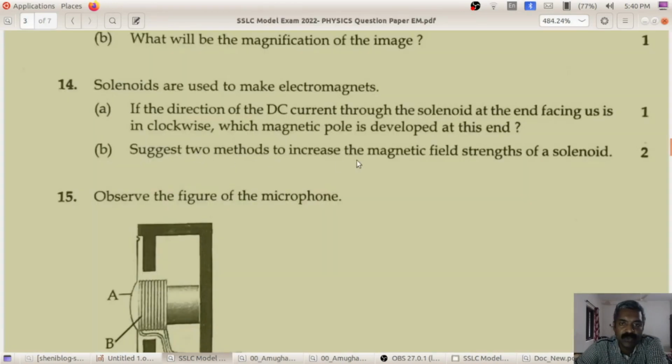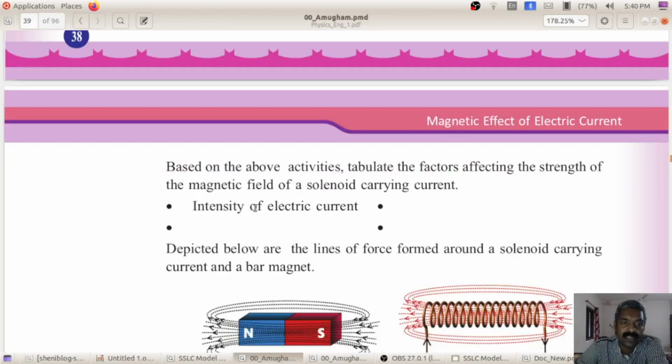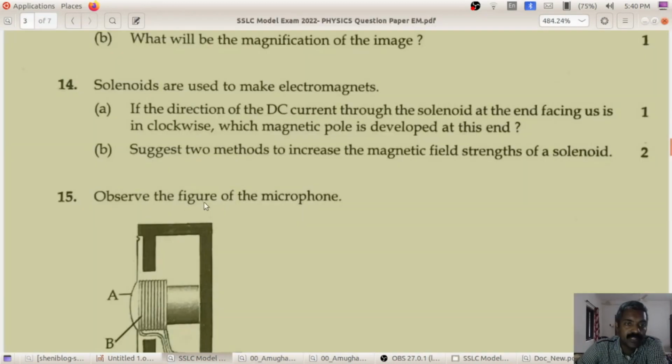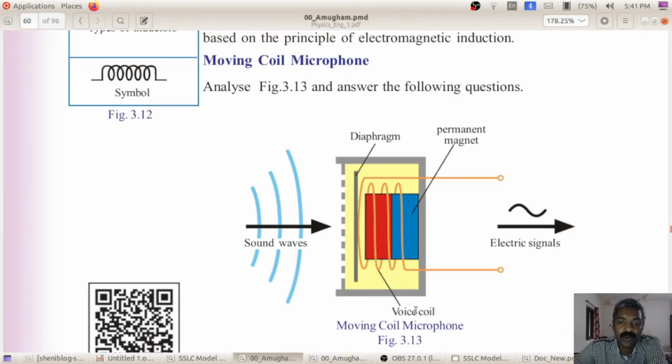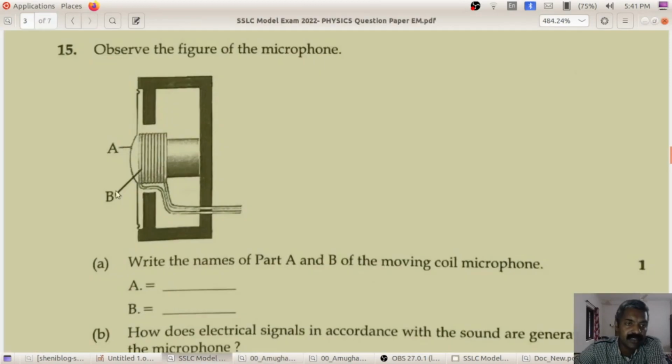Suggest 2 methods to increase the magnetic field strength of a solenoid. Increase the intensity of the electric current, increase the turns of the solenoid. Observe the figure of the microphone and write the names of part A and B of the moving coil microphone. This is a moving coil microphone, and this is the diaphragm and this is the voice coil. A is diaphragm and B is the voice coil.